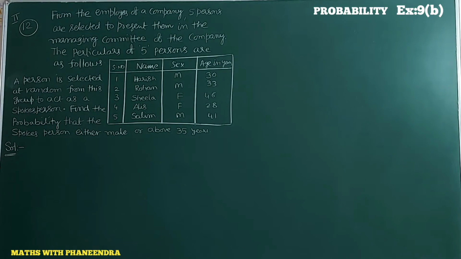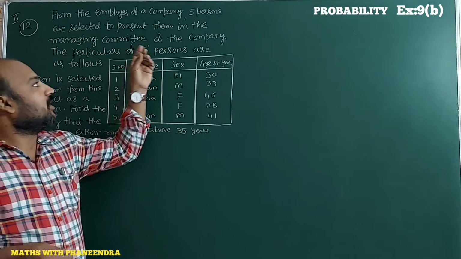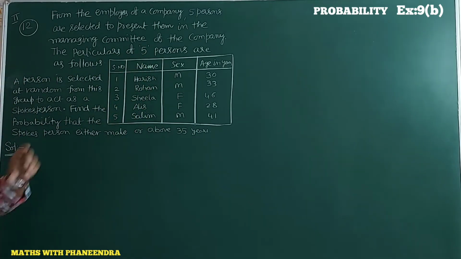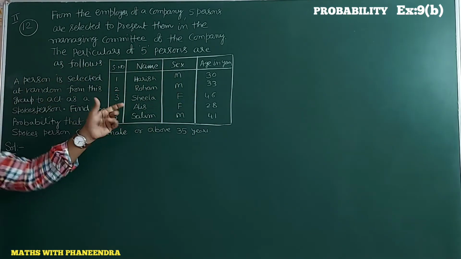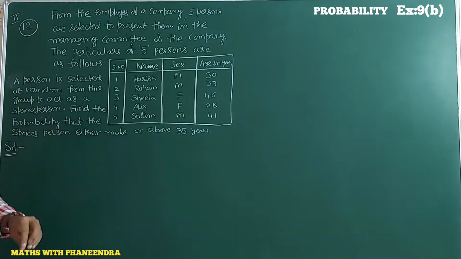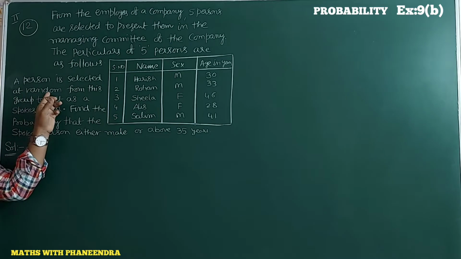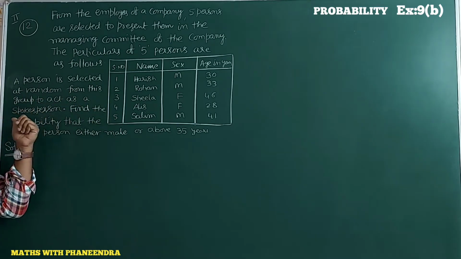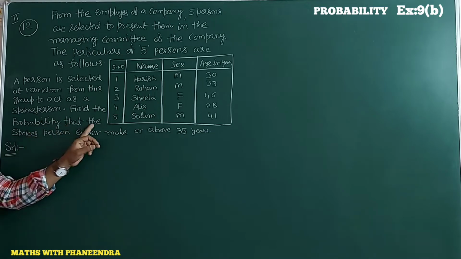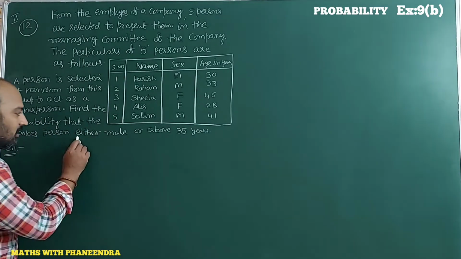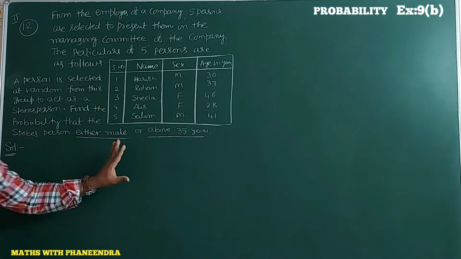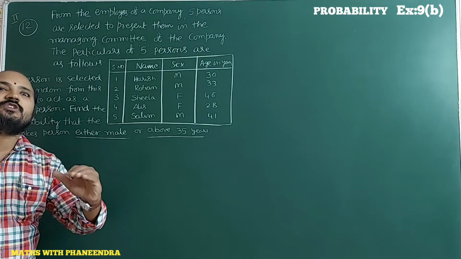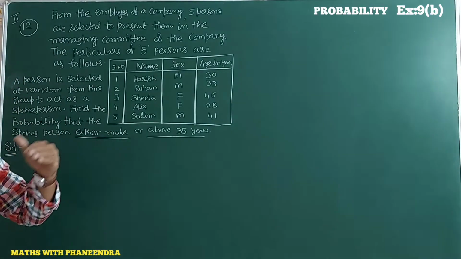From the employees of a company, 5 persons are selected to represent them in the managing committee of the company. The particulars of 5 persons are as follows. These are the 5 persons' particulars. A person is selected at random from this group to act as a spokesperson. Find the probability that the spokesperson is either a male or above 35 years. Here only we can understand which formula or which theorem we can apply.